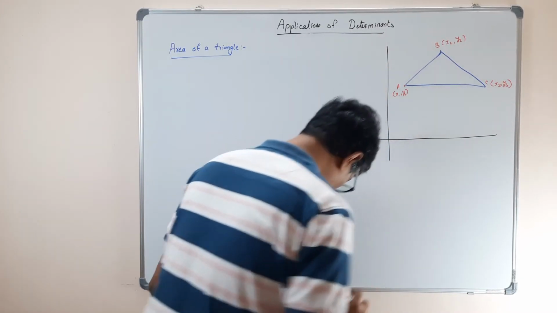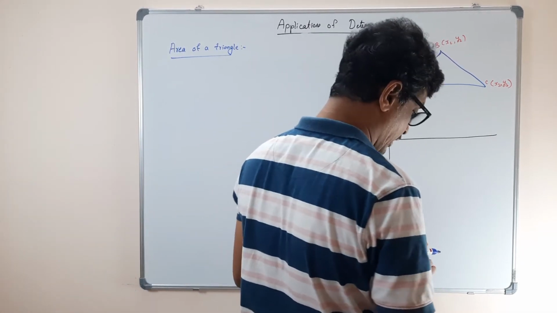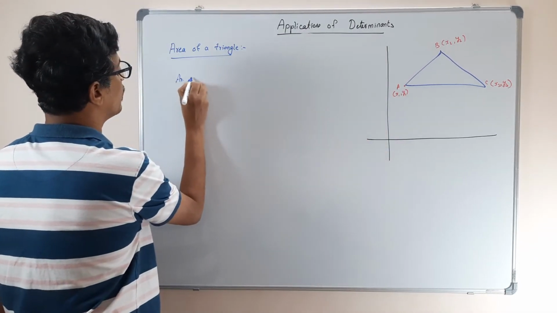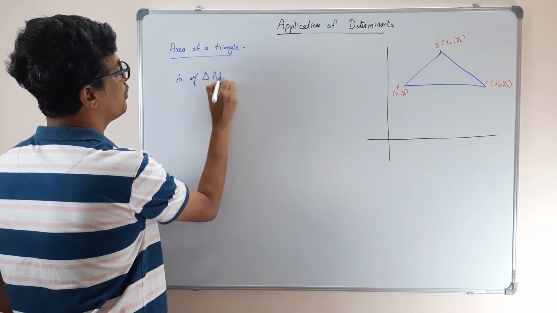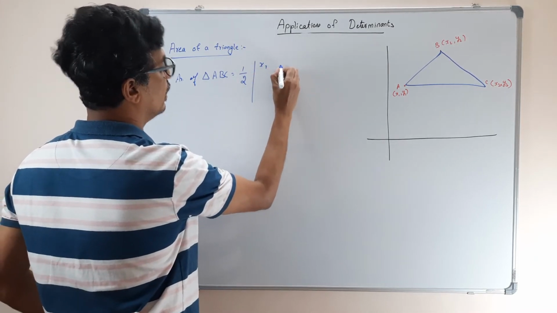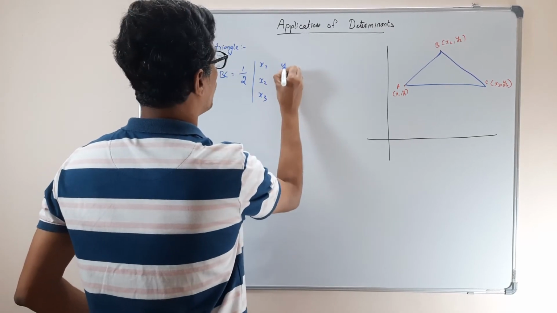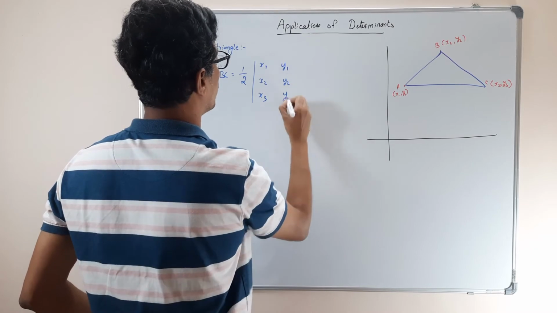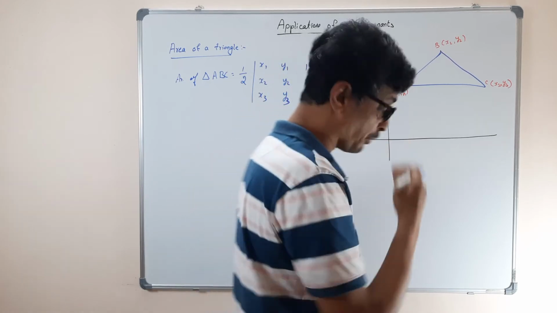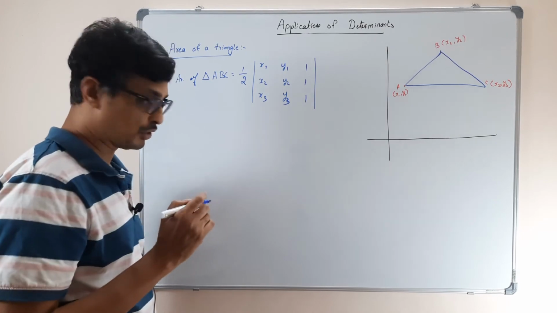Okay. So in determinant form, what we can find is the area of the triangle. Area of triangle ABC will be half of the determinant with rows x1, x2 and x3, y1, y2 and y3, and 1, 1, 1. Once you find out the determinant, that will be the area of the triangle. Okay, you got it? So let us prove it.